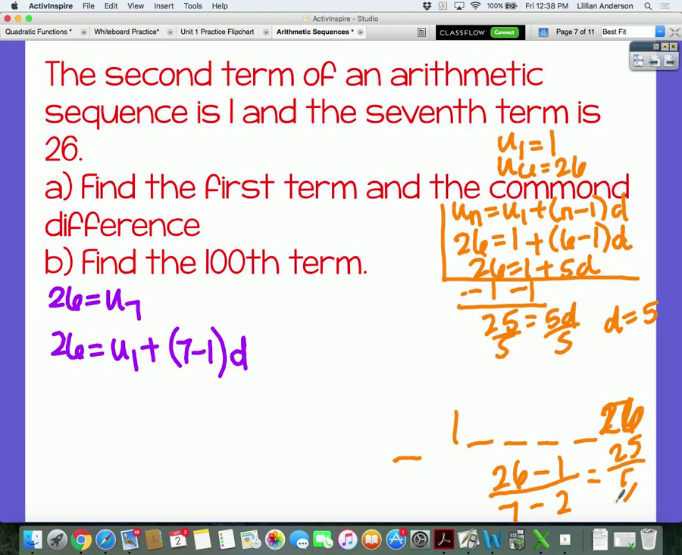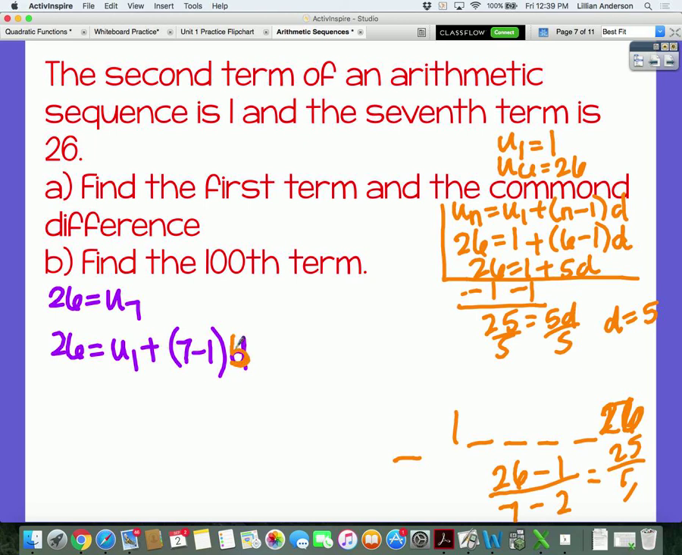Okay? So basically, you subtract the numbers themselves and you divide them by where they're placed in the sequence. So 26 minus 1, which was your 7th term minus your 2nd term. And that's how you figure out your common difference. That's how I do it. Okay? And you'll get it every time with the arithmetic sequence.